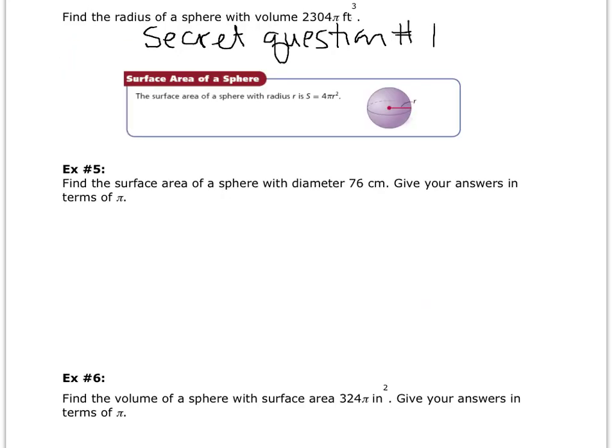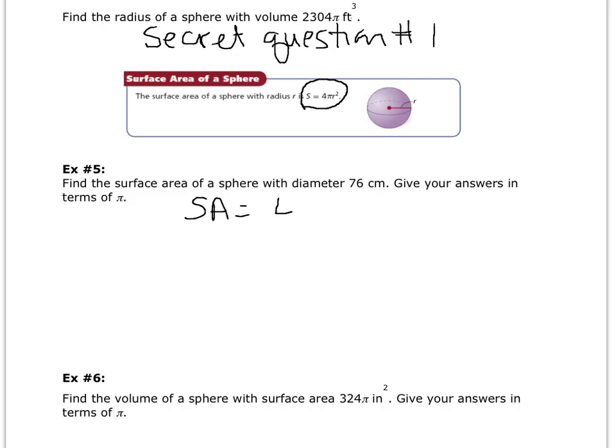Okay, let's switch gears here and look at surface area. For the surface area formula, we are looking at 4 times pi times r squared. So let's take a look at number 1. Number 1, find the surface area with the diameter of 76. Give your answer in terms of pi.